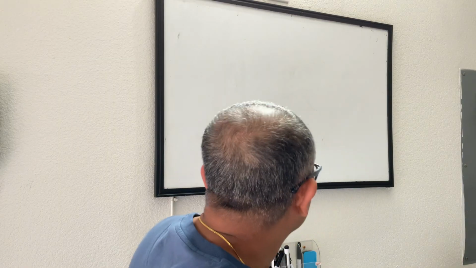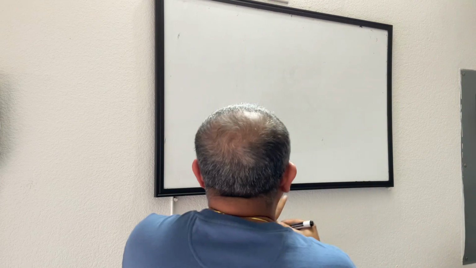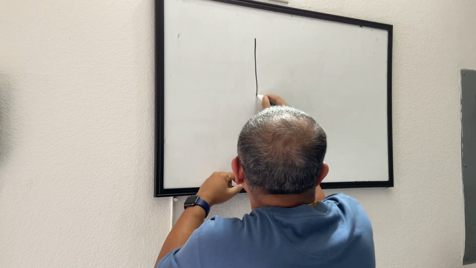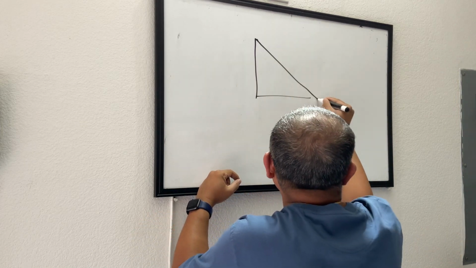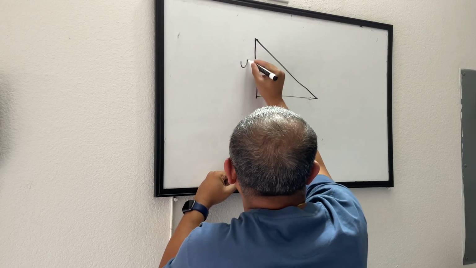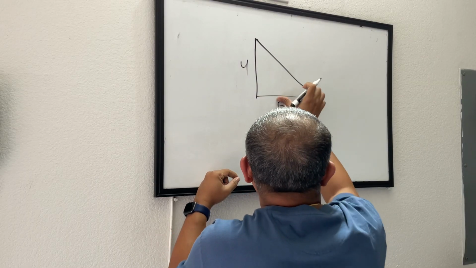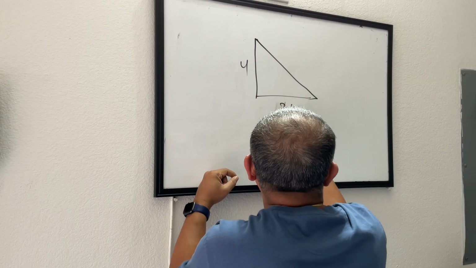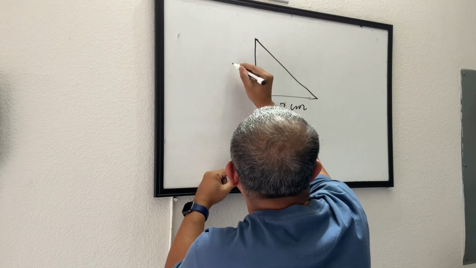Okay, wonderful. So we looked at the Pythagorean theorem. Now let's look at the application of it, which I'm pretty sure you guys know about. If I have a right triangle, let's say this side is 3 centimeter, and this is 4 centimeter.